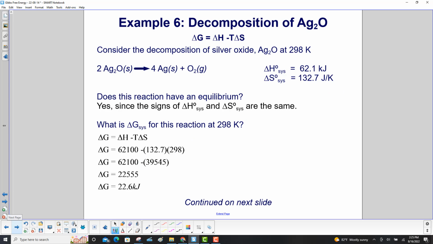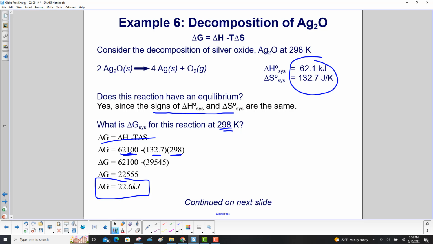Does the reaction have an equilibrium? Yes, because the signs of delta H and delta S are the same. What is delta G? At 298 K, we have our equation. We plug in the delta H value, then we plug in the delta S value and the temperature. Again, that's always in Kelvin, and we've got the minus sign in the equation, and we get delta G is 22.6 kilojoules.